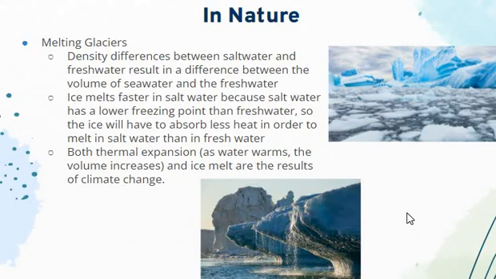Melting glaciers. Density differences between salt water and fresh water result in a difference between the volume of seawater and the fresh water. Ice melts faster in salt water because salt water has a lower freezing point than fresh water, so the ice will have to absorb less heat in order to melt in the salt water than in the fresh water. Both thermal expansion, as the water warms the volume increases, and ice melting are the results of climate change.